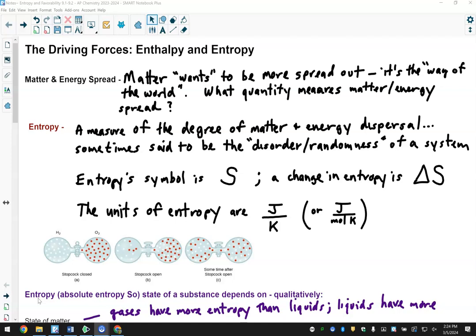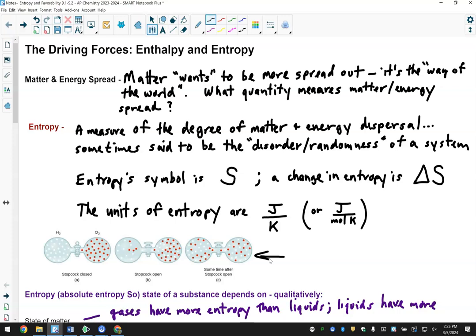So the example here, you can see with the hydrogen and oxygen in these gas vessels connected by a stopcock. If the stopcock is closed in the leftmost graphic, and I open the stopcock, eventually the oxygen and the hydrogen particles will become more spread out. This will happen naturally, okay? And that's the idea of entropy, that matter will on its own become more spread out.